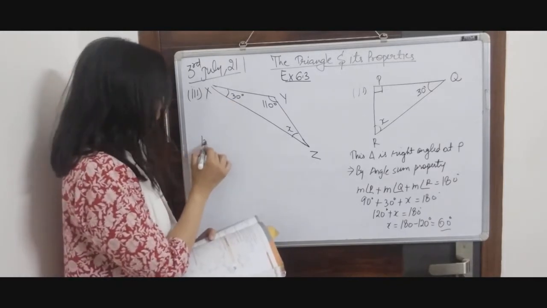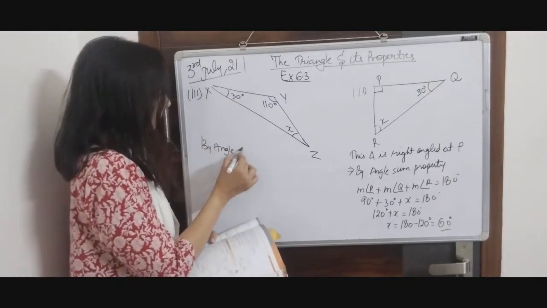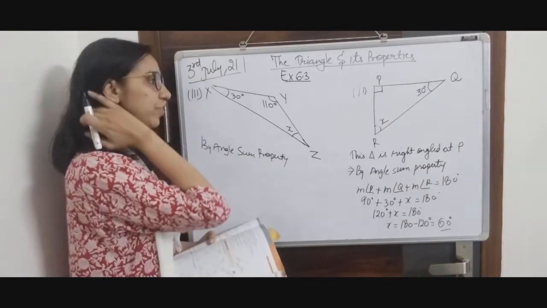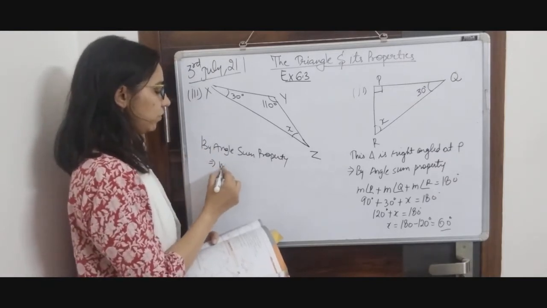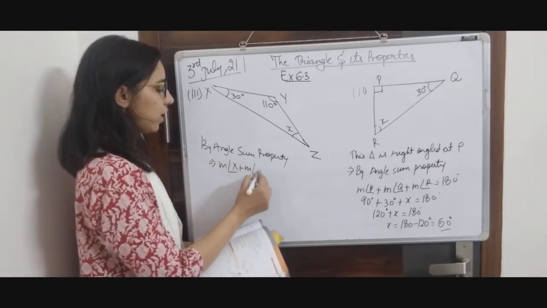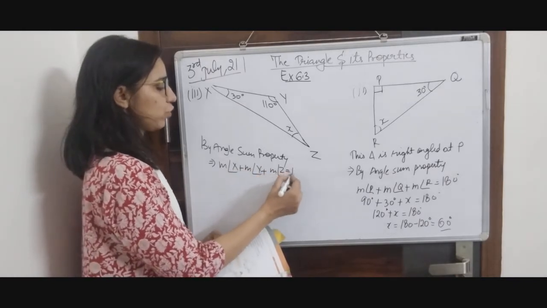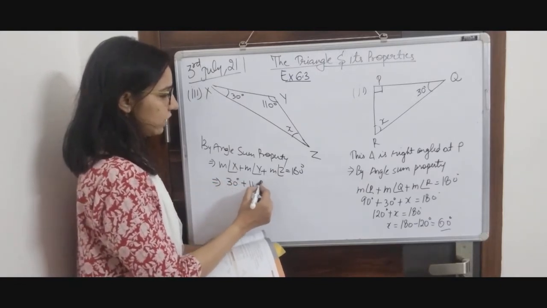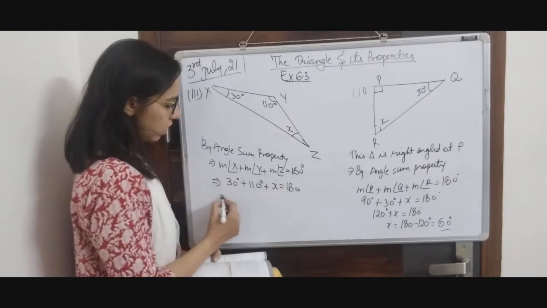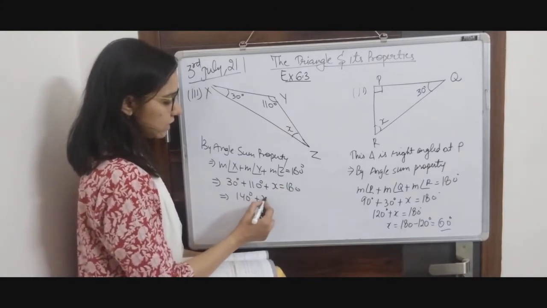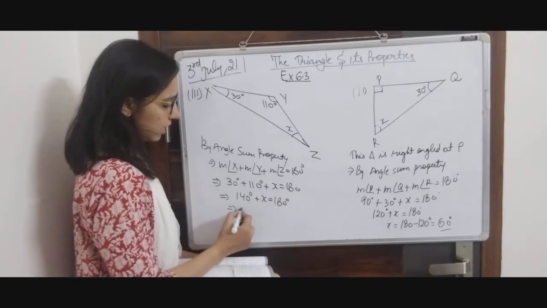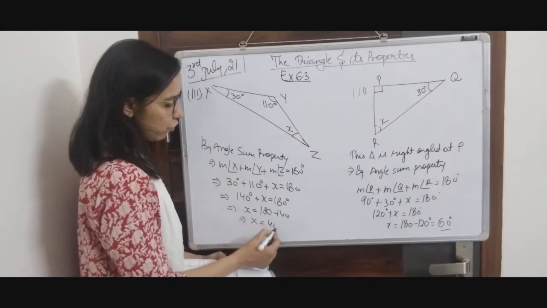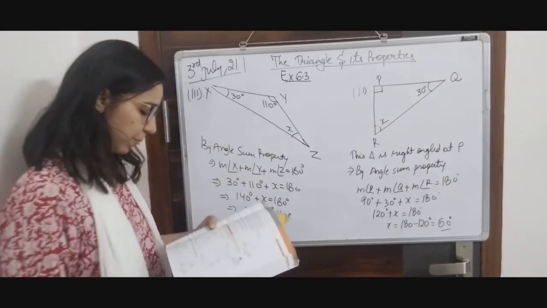Okay, so by angle sum property, the sum of angles of a triangle should be 180, implies measure of angle X plus measure of angle Y plus measure of angle Z should be equal to 180, or you can say that 30 degree plus 110 degree plus X should be 180, or 140 degree plus X is equal to 180, implies X is going to be 180 minus 140, that is your X is going to be 40 degrees. So this is your answer.